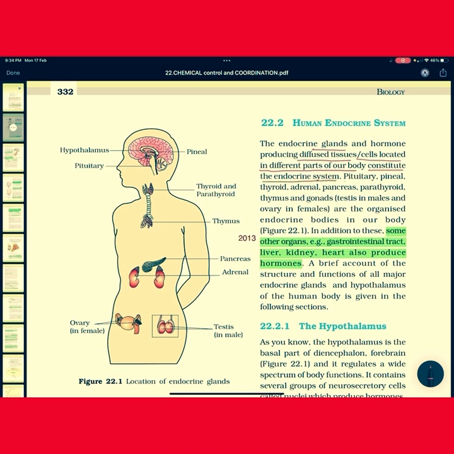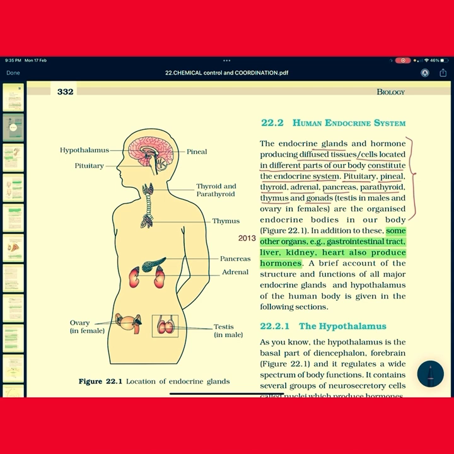So the endocrine system is gathered together: pituitary gland, pineal gland, thyroid, adrenal, pancreas, parathyroid, thymus and gonads. Gonads means testes in male and ovaries in female, which are organized endocrine bodies in our body. Very, very important, students. From the following, how many are organized endocrine glands?